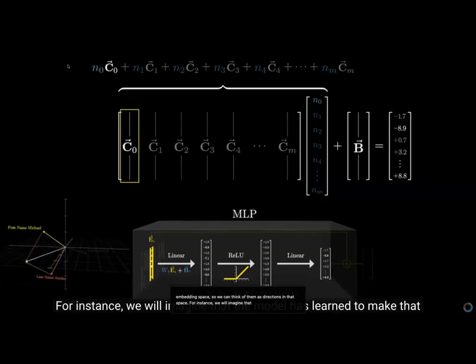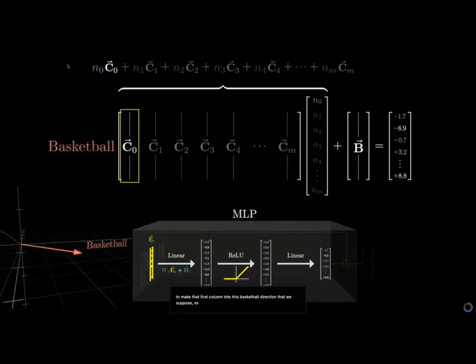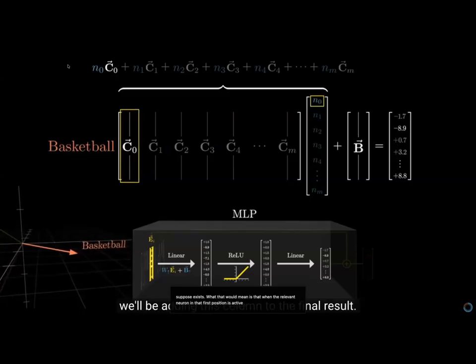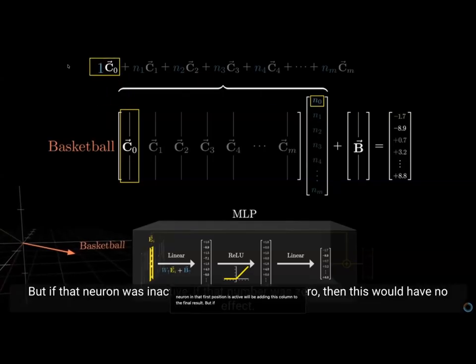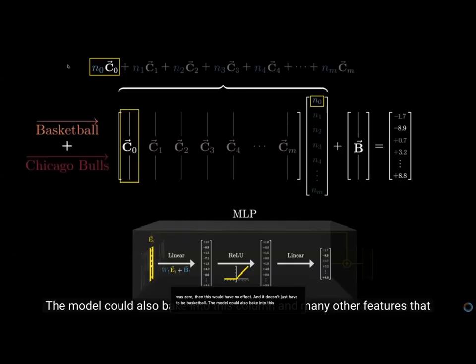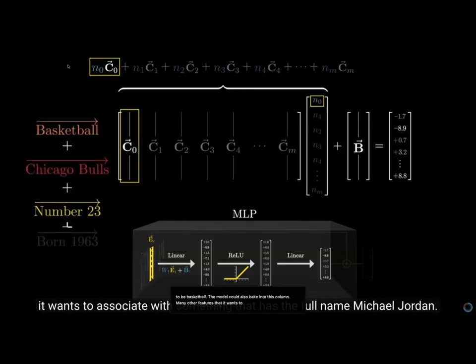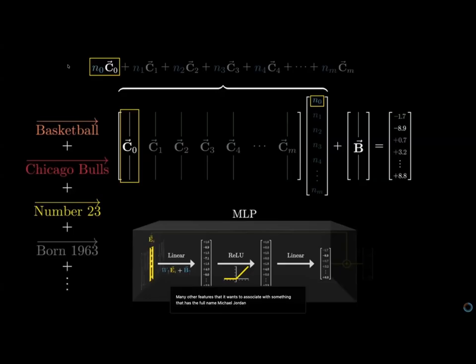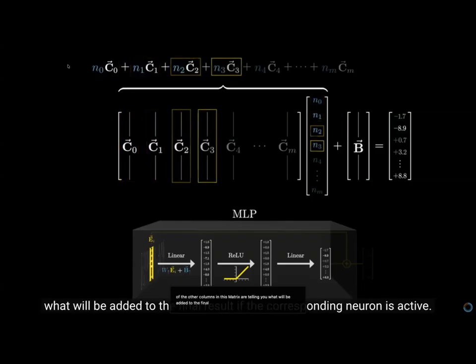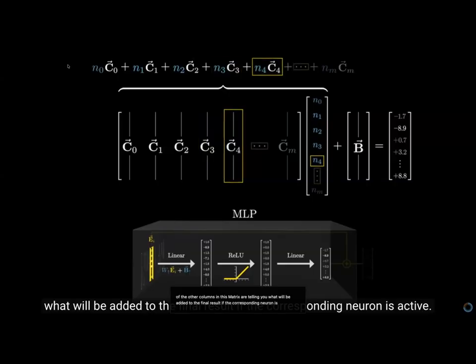For instance, we will imagine that the model has learned to make that first column into this basketball direction that we suppose exists. What that would mean is that when the relevant neuron in that first position is active, we'll be adding this column to the final result. But if that neuron was inactive, if that number was 0, then this would have no effect. And it doesn't just have to be basketball. The model could also bake into this column many other features that it wants to associate with something that has the full name Michael Jordan. And at the same time, all of the other columns in this matrix are telling you what will be added to the final result if the corresponding neuron is active.